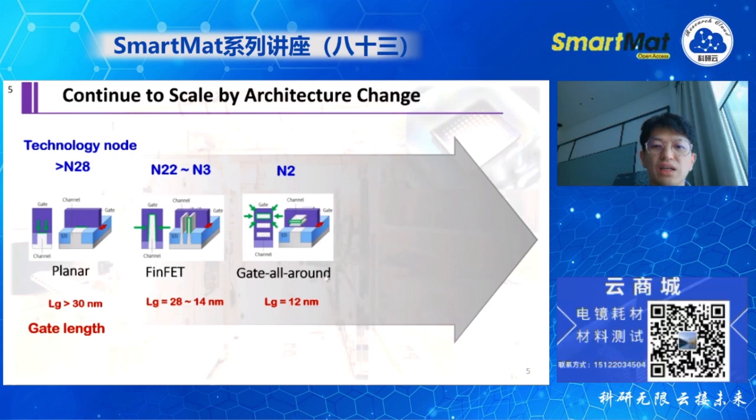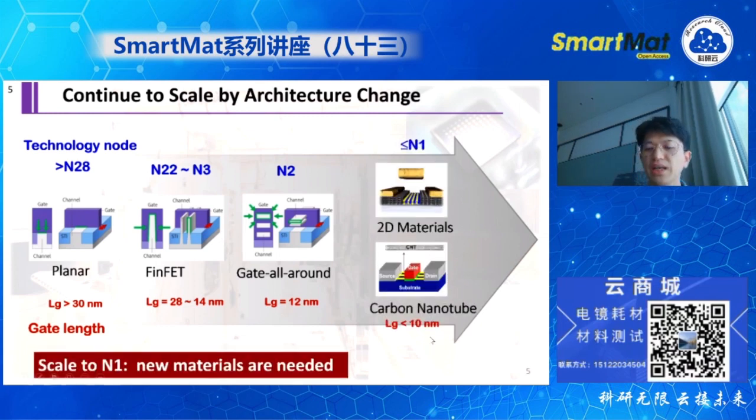IBM recently demonstrated so-called gate all-around structures. Basically, they flip the silicon sheets horizontal again, and by doing so you can deposit metal surrounding the nanosheets. Then you have all-direction control of the channel. So that's the way people shrink the size of the transistor.